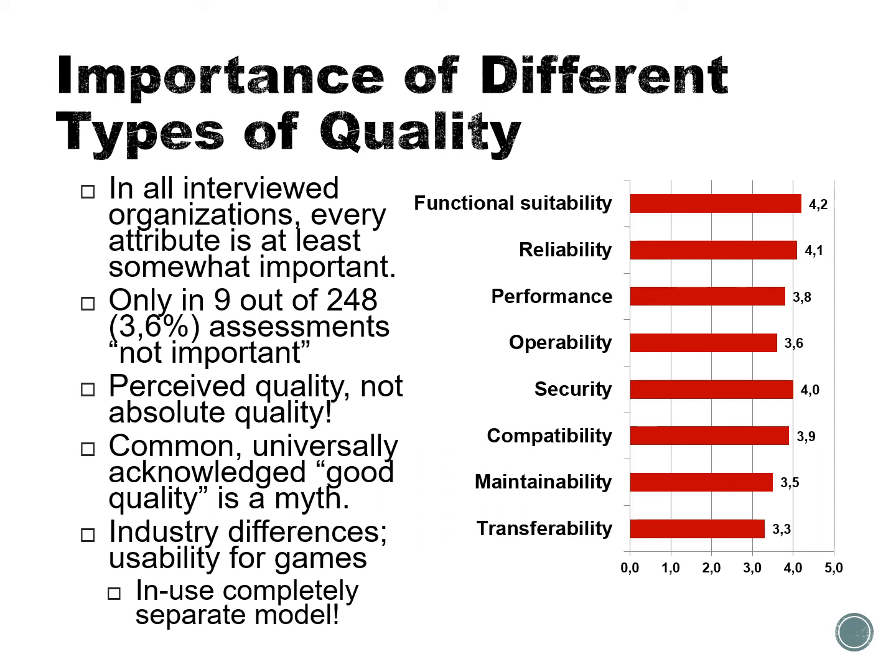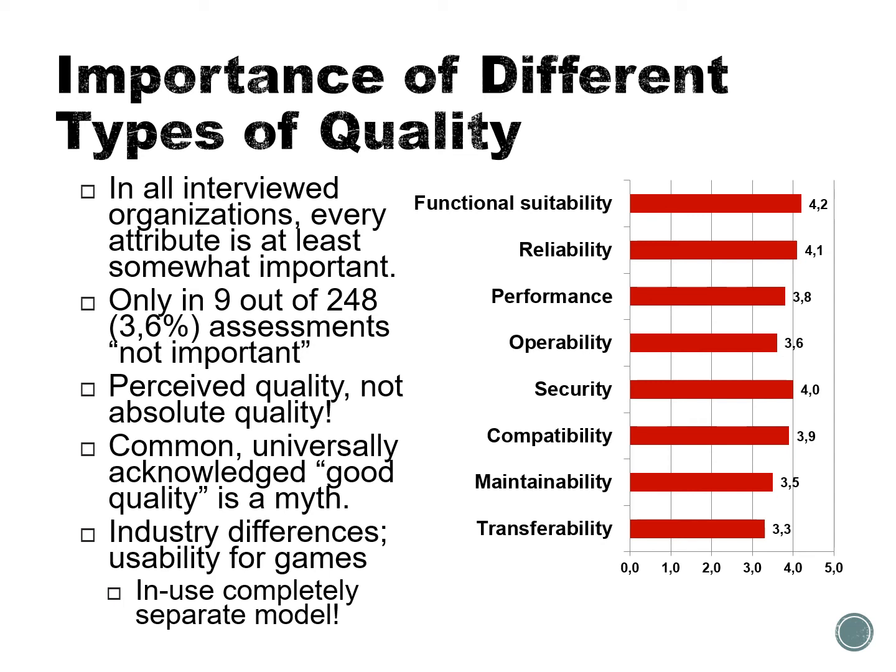And well, first of all, only in 9 cases out of 250 assessments, some participants said that, in my opinion, this characteristic isn't important at all. So meaning that all these functional suitability, reliability, performance, operability, security, and so on, are at least a bit important, regardless of what your software organization is doing or in what domain they are working.